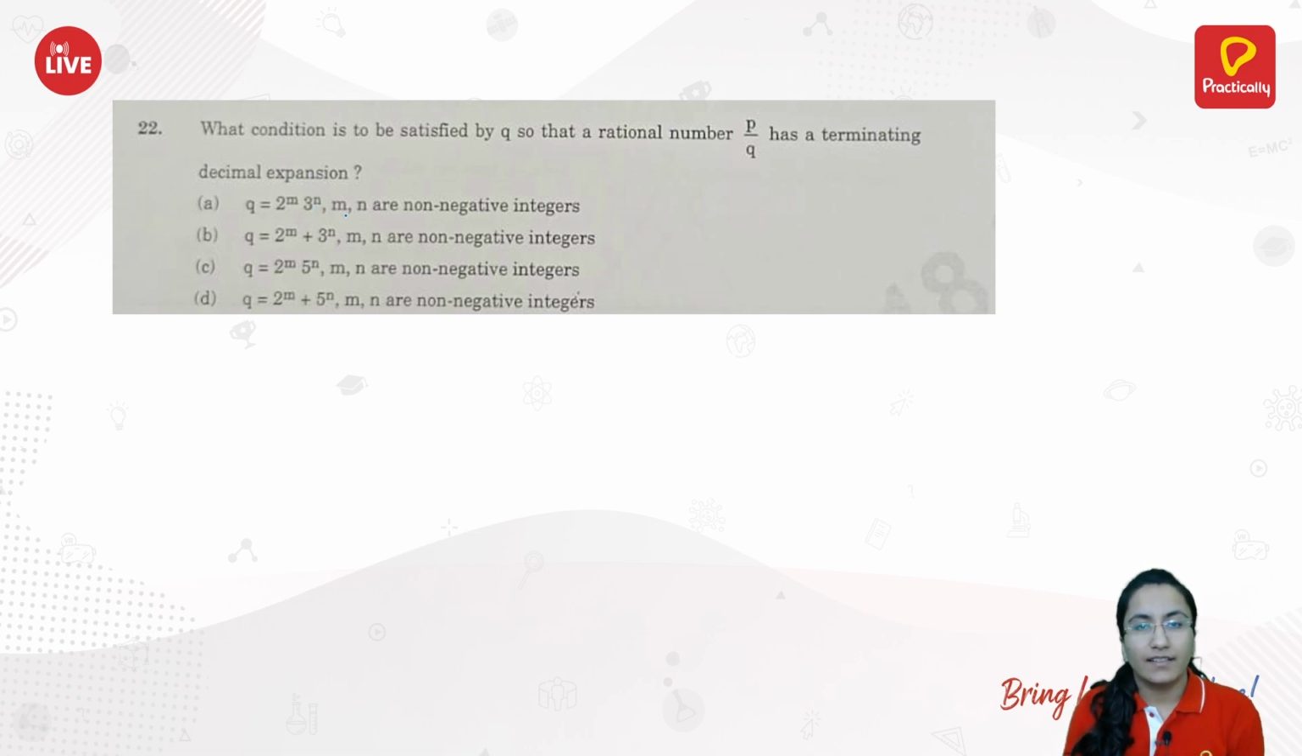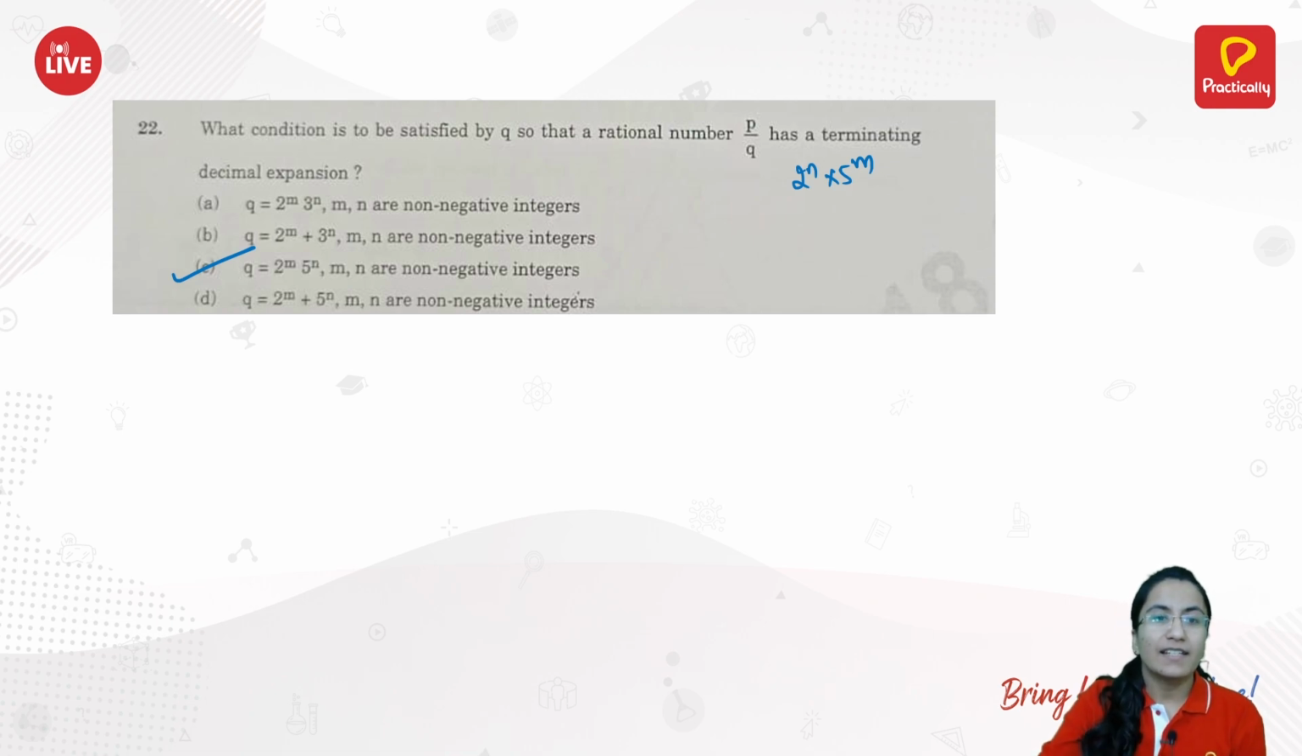This is the direct question they have asked, a theorem based question. You can see what is the required condition. It must be of the form 2 raised to power n into 5 raised to power m, where n and m must be non-negative integers. You can match the options, you would get C option as the correct answer.